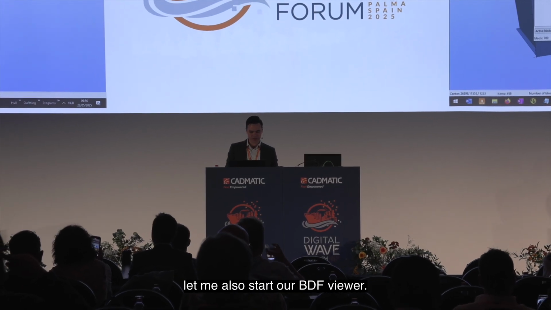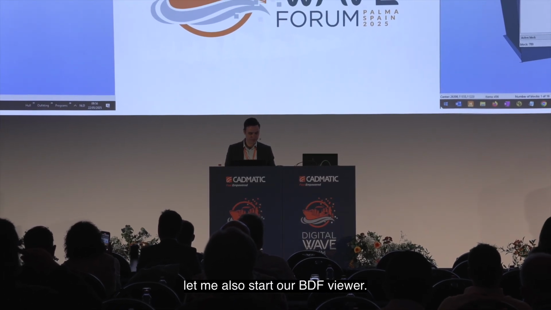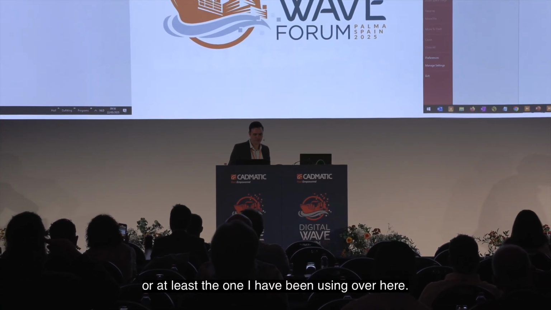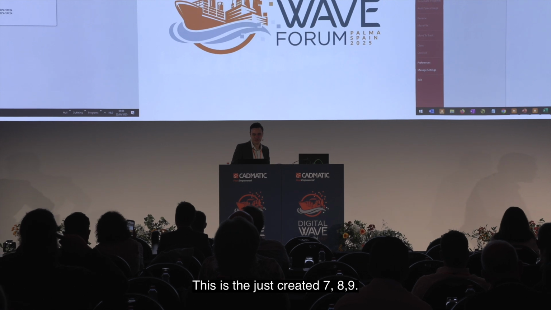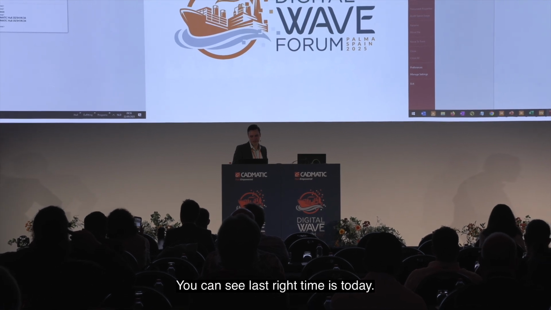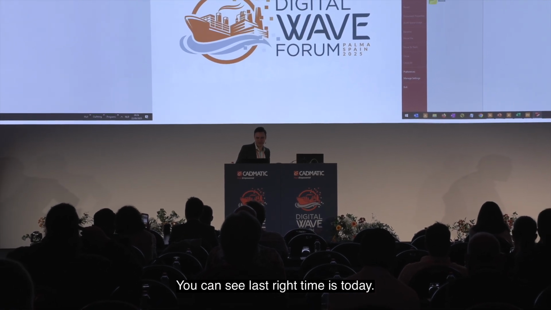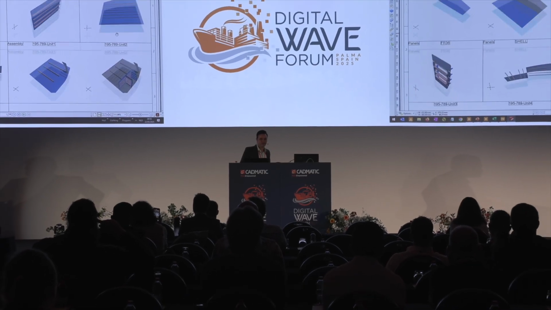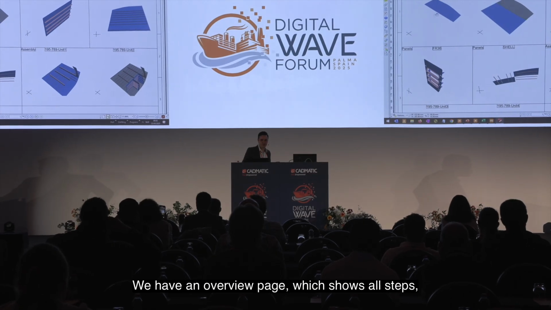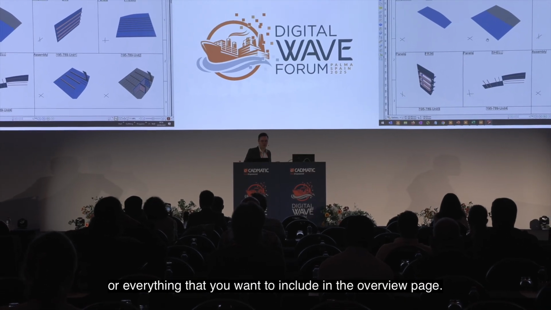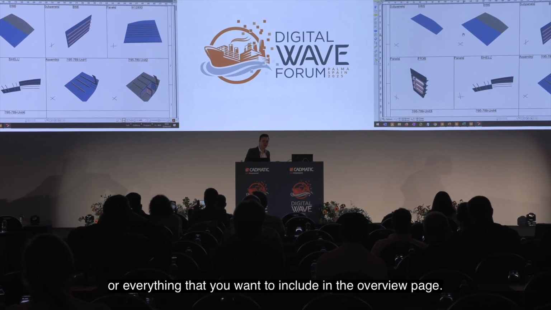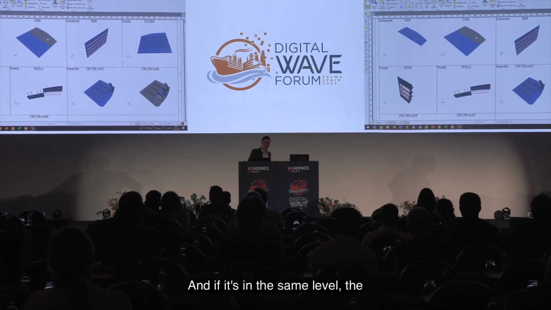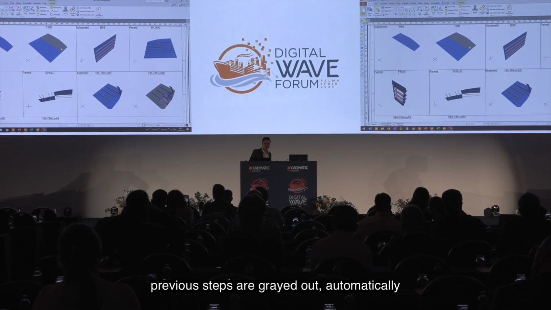Let me also start our PDF viewer, or at least the one I have been using over here. This is the just created 789. You can see last write time is today. And here is what is being created. We have an overview page which shows all steps or everything that you wanted to include in the overview page. And if it's in the same level, the previous steps are grayed out automatically.